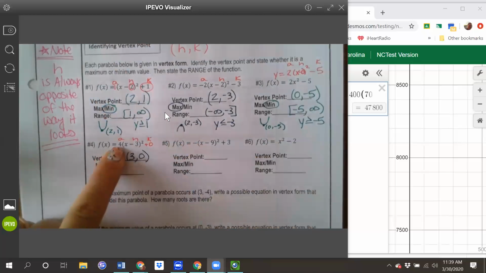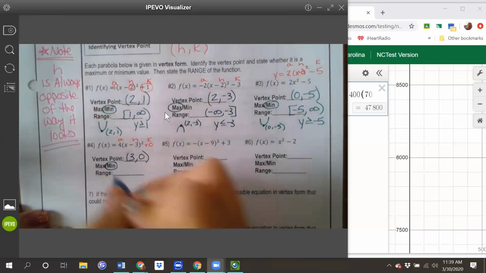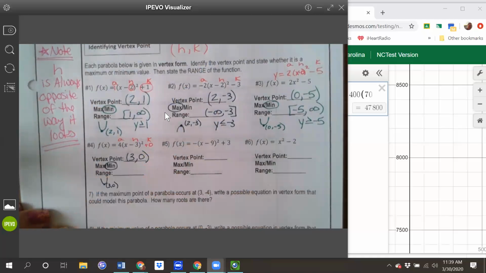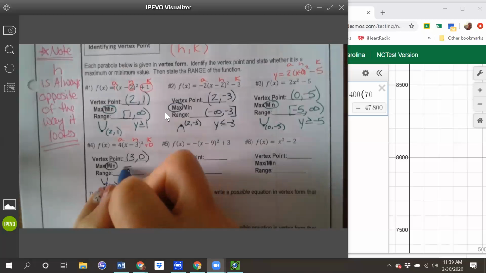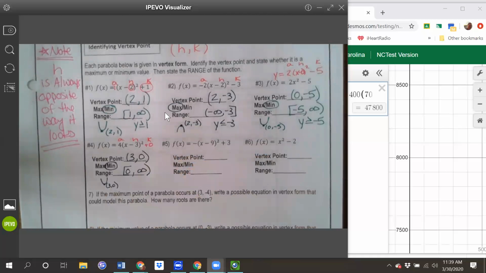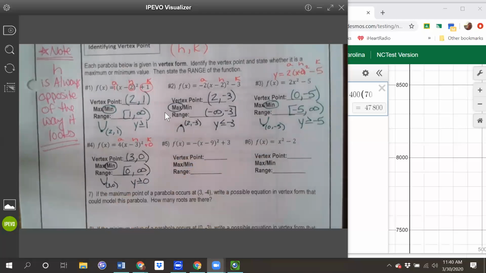A value is positive. That means a smile. Smile means a minimum value. So that's going to be at 3 comma 0. The range is going to go as low as 0 and as high as infinity. So y values are greater or equal to 0.